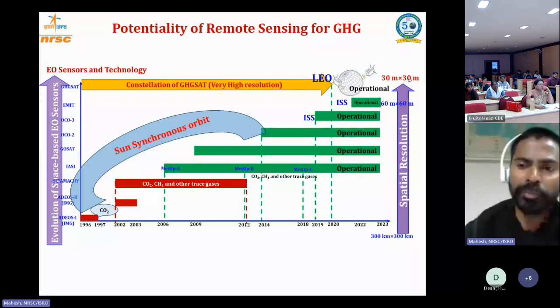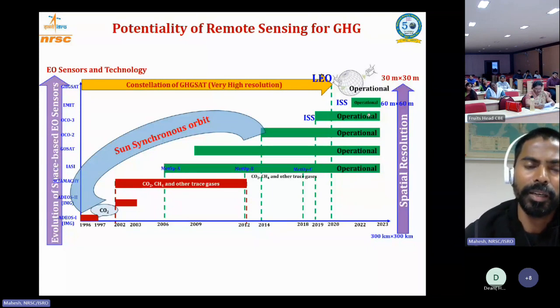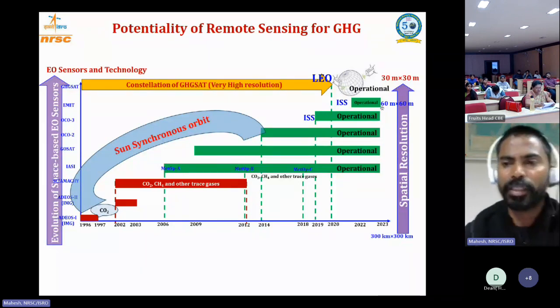So that is clear evidence that the remote sensing technology has evolved, from kilometer resolutions to 30 meter resolution, and we are able to see pixel level information. So it tells us that the sources can be detected at point level. Even any industry emission can be detected using the satellite data.